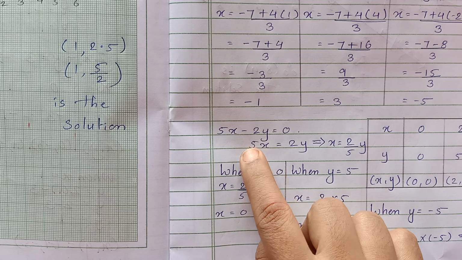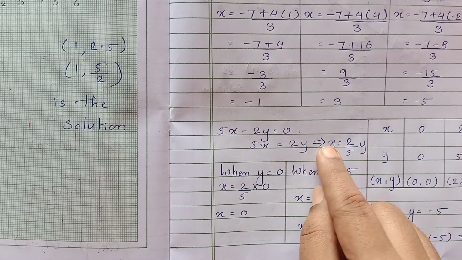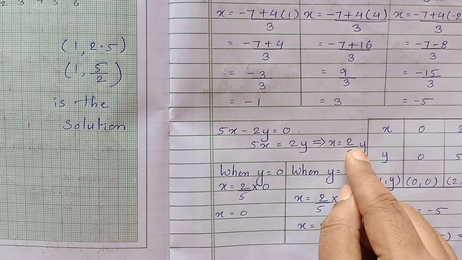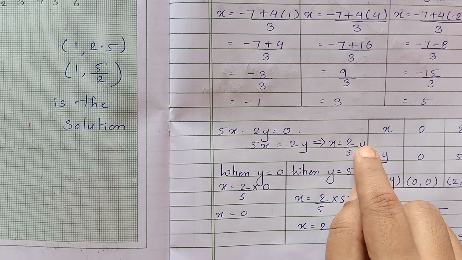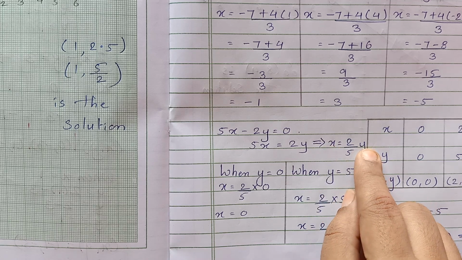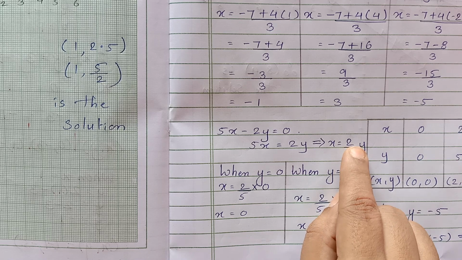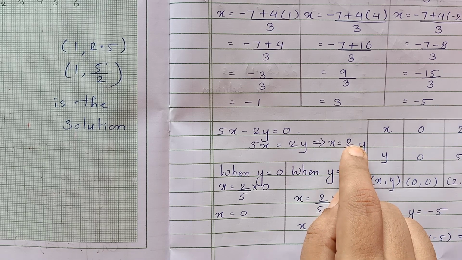implies x will remain here, 5 will go down, it will be 2 upon 5y. So the value of x is 2 by 5 times y. So now you have to change the values of y to get the value of x. Now the value of y should be changed in such a way that it gets cancelled with x, because we have a multiplication sign over here.